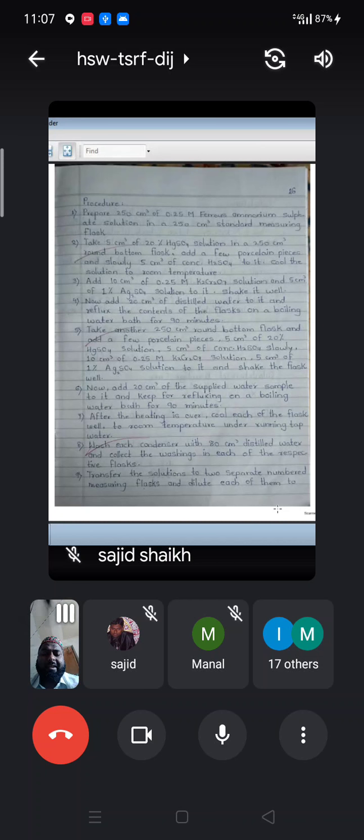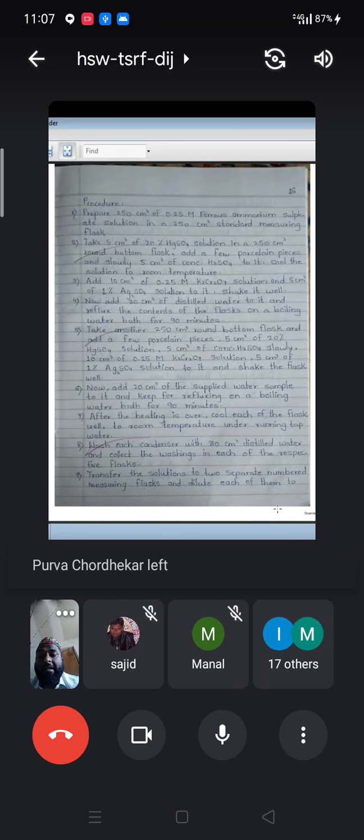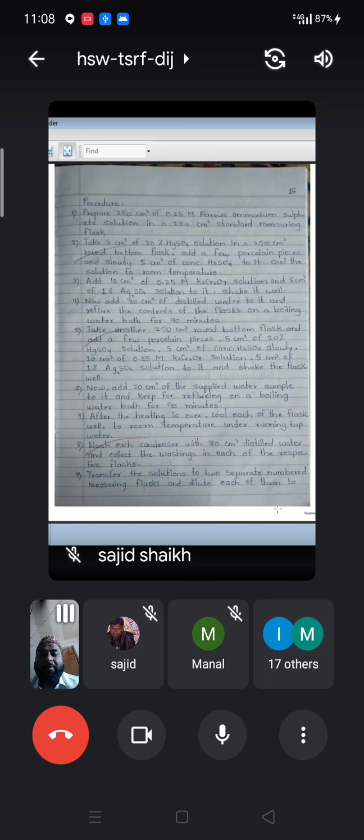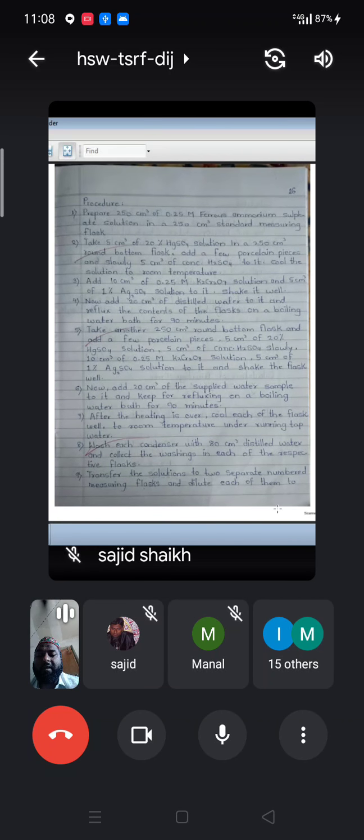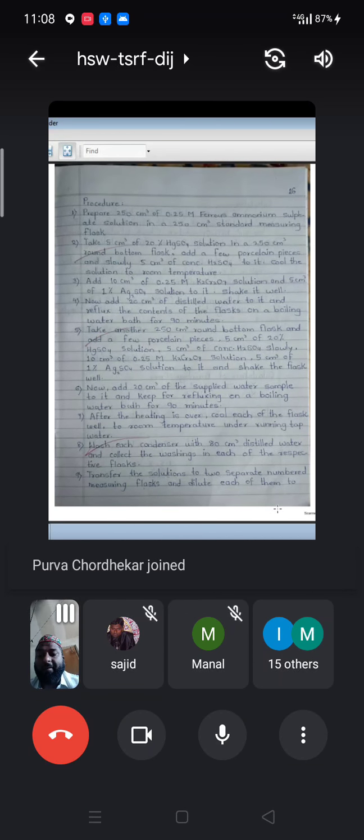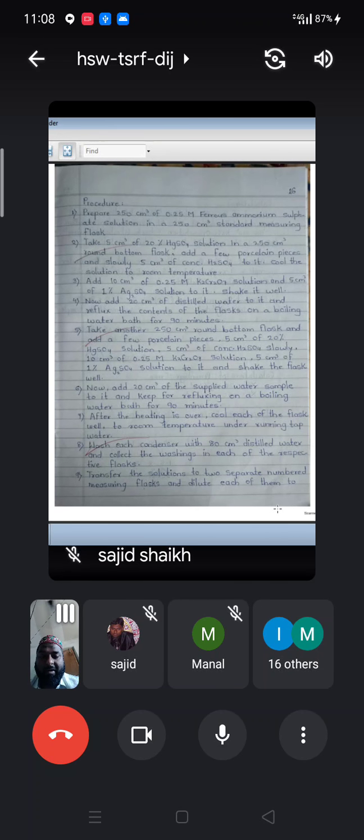Then we will take another 250 cm cube RB, and we will add a few porcelain pieces into it. Then we will add 5 cm cube of the 20% Ag2SO4 solution, 5 cm cube of the concentrated H2SO4 solution, 10 cm cube of the 0.25 molar K2Cr2O7 solution, the same as above, whatever was present in set 1. Here we will add the supplied water sample, 20 cm cube, and we will keep it for refluxing on the water bath for 90 minutes.